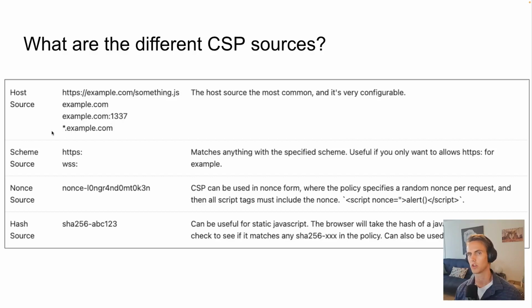And you can also wildcard stuff, so anything that belongs to the subdomains of example.com. You can also specify a scheme, so anything over HTTPS. You sometimes see this on image source. So your policy might say you're allowed to load images from anywhere as long as it's HTTPS.